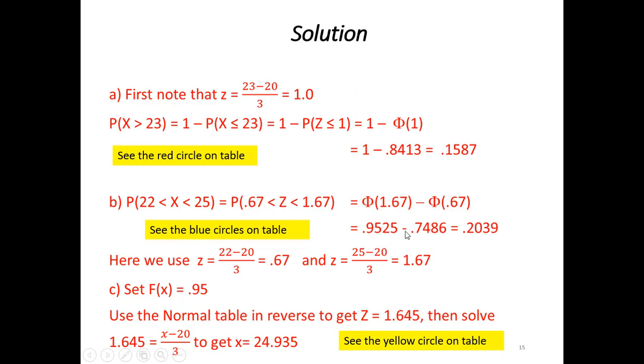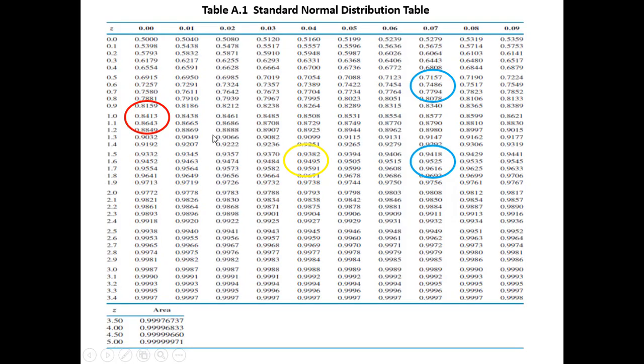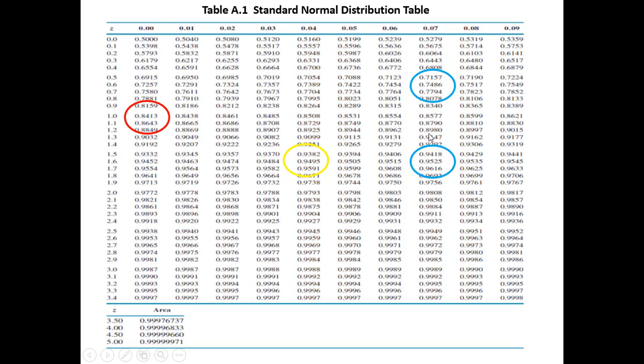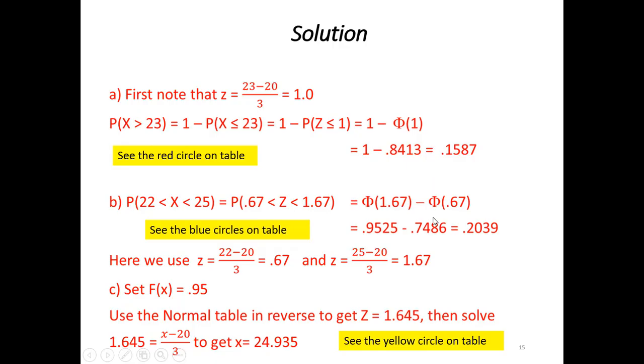And then we have to subtract from that phi of 0.7. Let's just clarify that. I take that back. We have to subtract phi of 0.67. So phi of 0.67 would be right here, the 0.7486. Okay, so we work out the subtraction. We get a final answer of 0.2039.